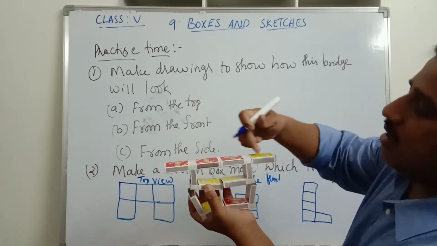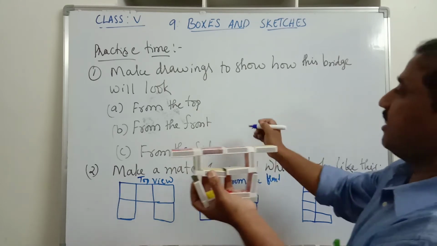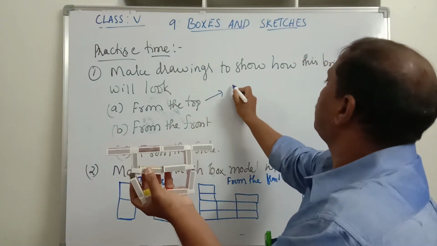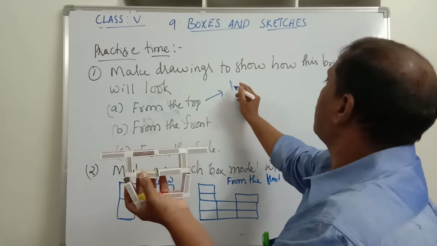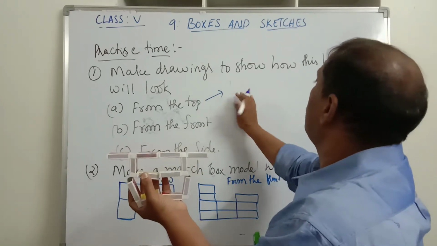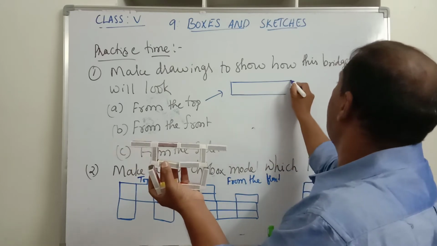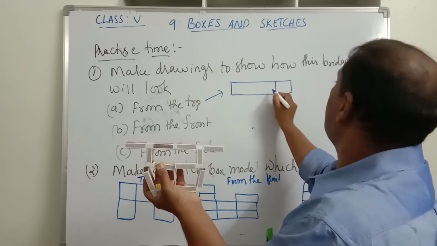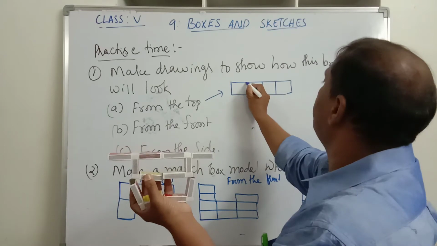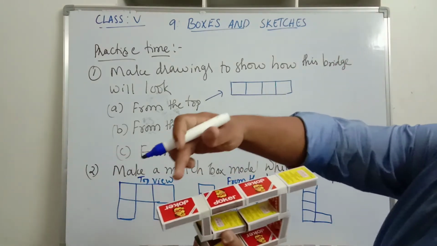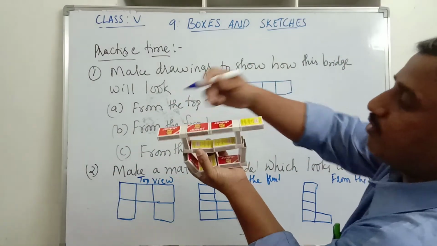Now this is the top view of the bridge. We have the rectangles in the top view. How many are there? 4. Those 4 rectangles, a little bigger, you have to draw, where we will get the top surface, the top view of the bridge. You see here, this is the top view of the bridge.